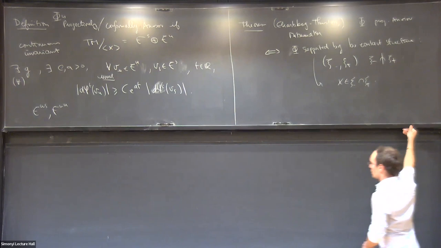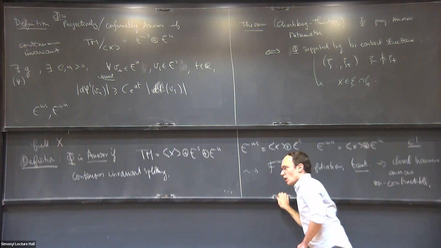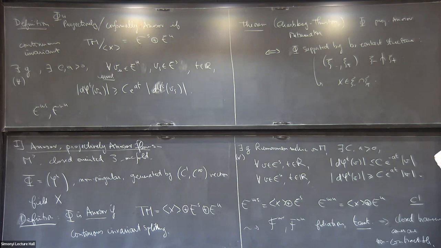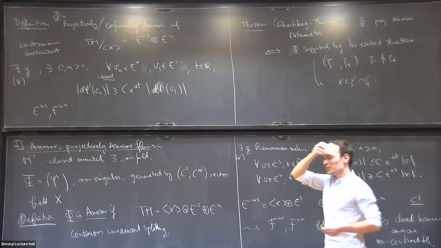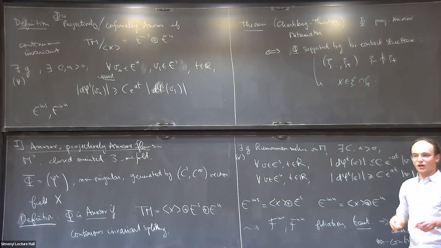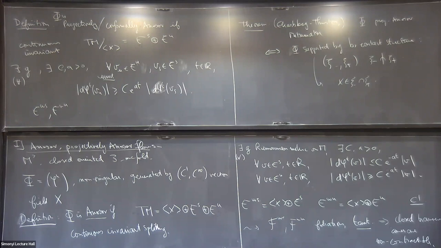So Mitsumatsu did one direction, right? I'm not sure. I thought he did both, but maybe I'm wrong. Mitsumatsu, I think, and Eliashberg-Thurston proved this theorem at the same time, and I think that Mitsumatsu proved both directions. Mitsumatsu's paper was published around 95, and Eliashberg-Thurston was a few years earlier, maybe. I'm not really sure.